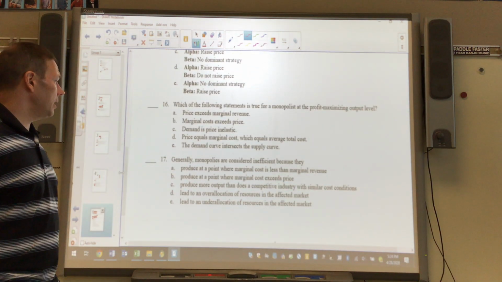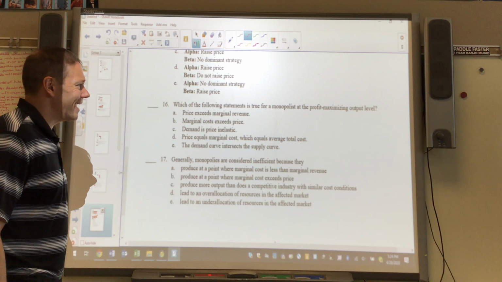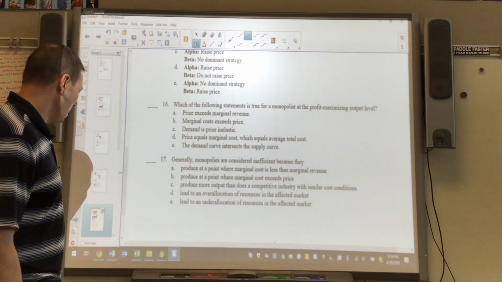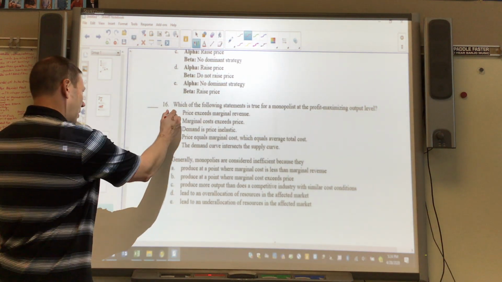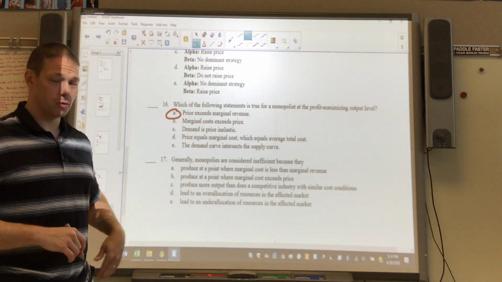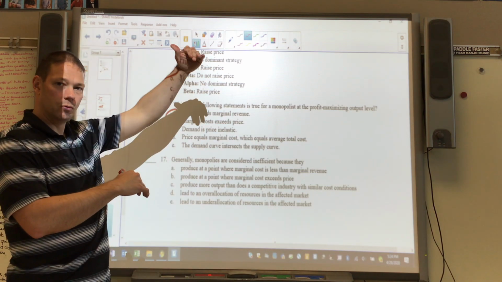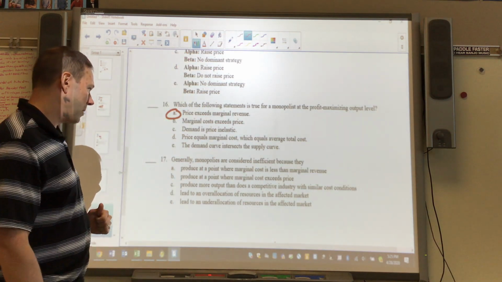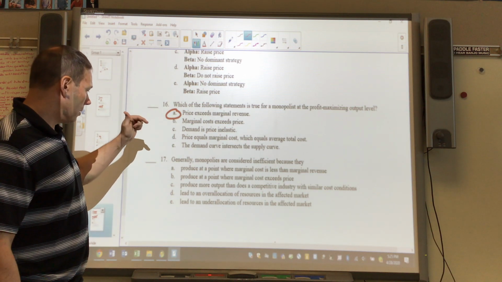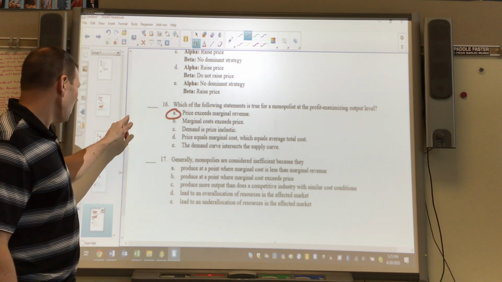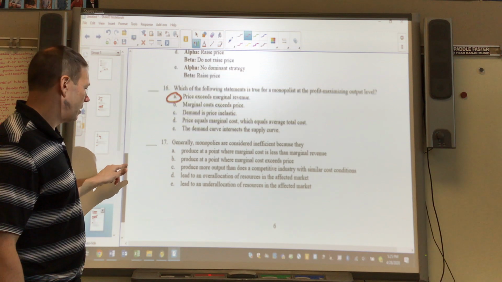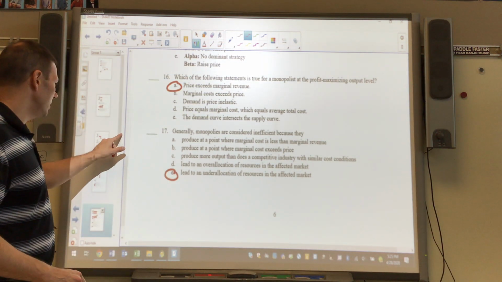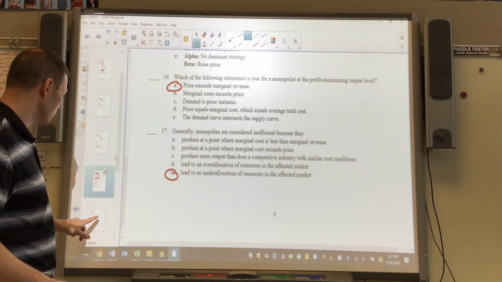All right, number 16, which of the following is true for a monopolist at the profit maximizing output level? And we said this before, or in a slightly different way, but letter A, price exceeds marginal revenue, because remember you go up to demand to find that price, wherever MR and MC intersect, price is going to be above it. Number 17, we don't like monopolies, or we consider them inefficient because, and the best answer here is E, they lead to an under-allocation of resources.